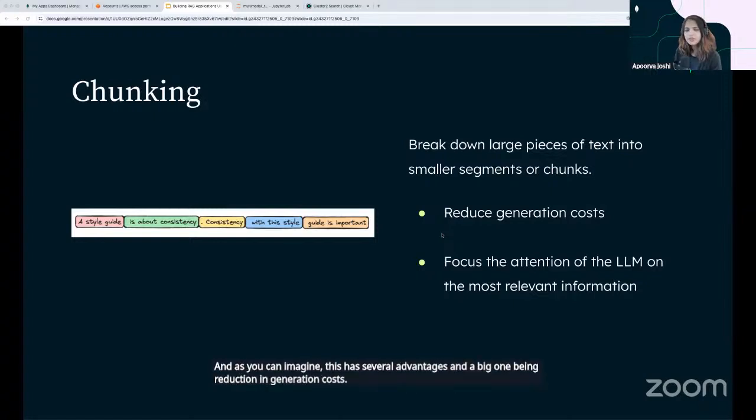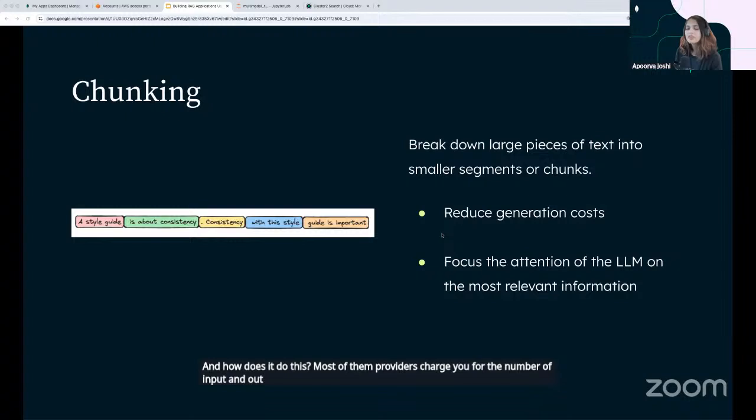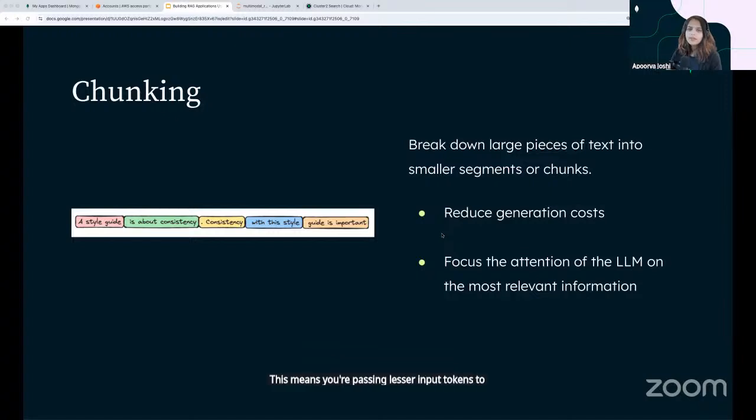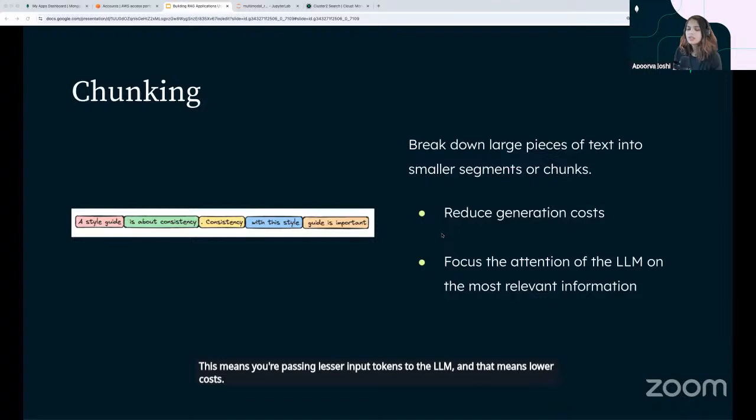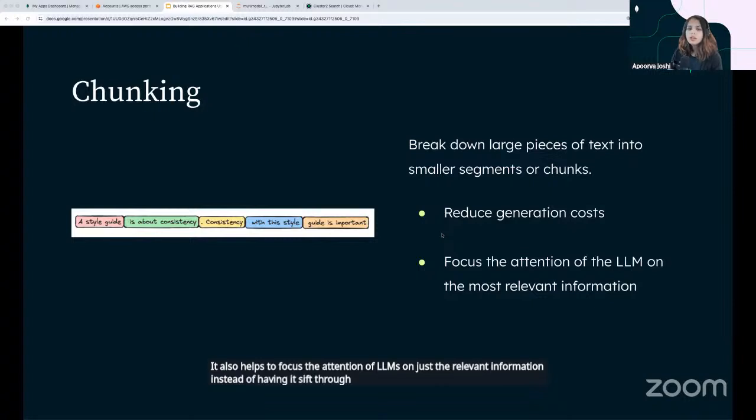And how does it do this? Most LLM providers charge you for the number of input and output tokens you use. So if you have smaller chunks, this means you're passing fewer input tokens to the LLM, and that means lower costs. It also helps to focus the attention of LLMs on just the relevant information instead of having it sift through a large document to find the most relevant pieces.